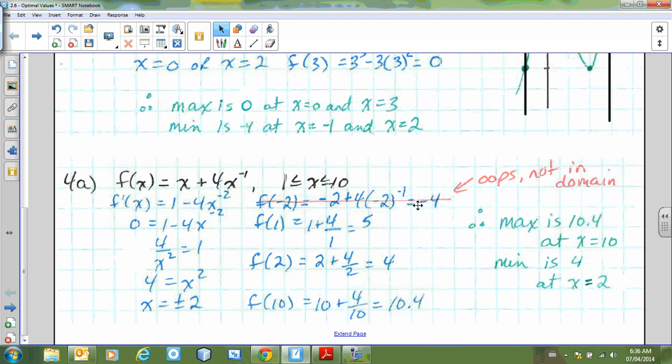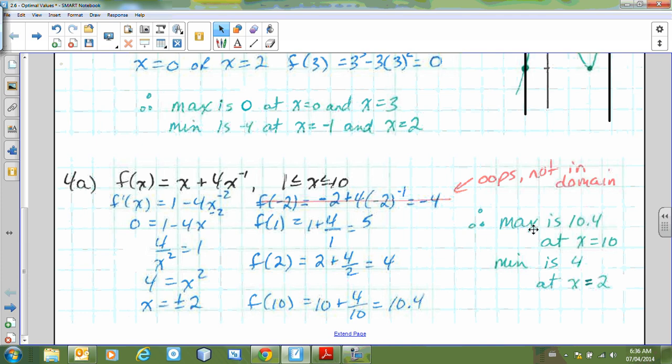But of course, what you recognize is that if 1 and 10 are our endpoints, then -2 cannot be part of our solution. So of the values that we wanted to consider, the 1, the 10, and any zero slopes in between, 4 is my minimum, 10.4 is my maximum. And so there's the solution.